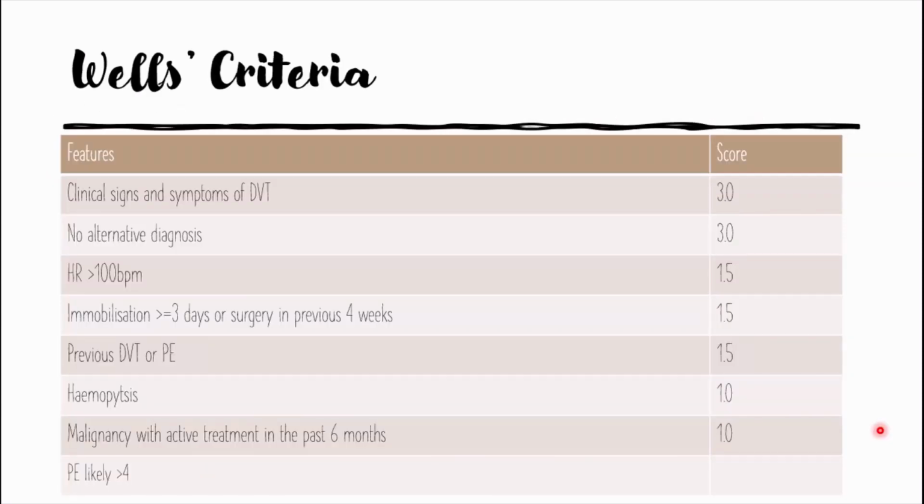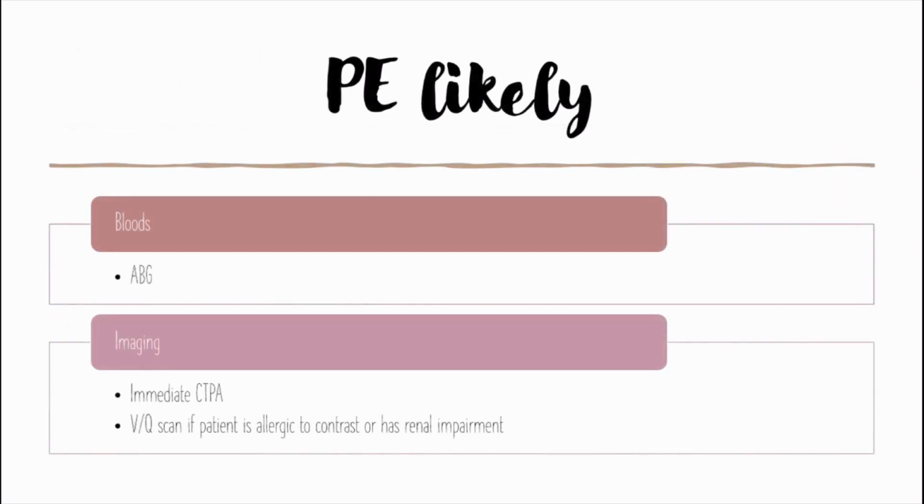Before we go any further in terms of investigations, we need to determine the patient's Wells criteria score, as this will determine which investigations we do next. As you can see, different features have a different score, which you would add up, and if the score is greater than 4, your patient is deemed likely to have a PE. If a PE is likely, you can perform an ABG, which would likely show hypoxia, but can also indicate if the patient is in acidosis.